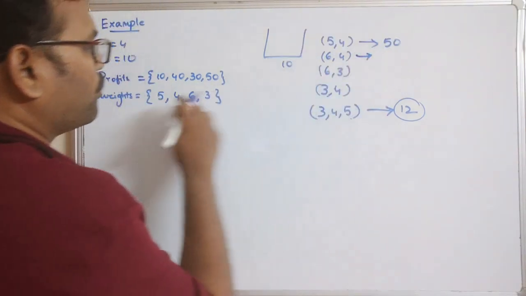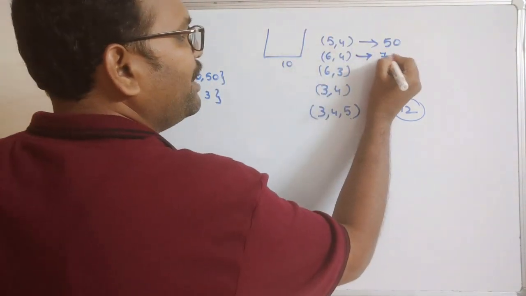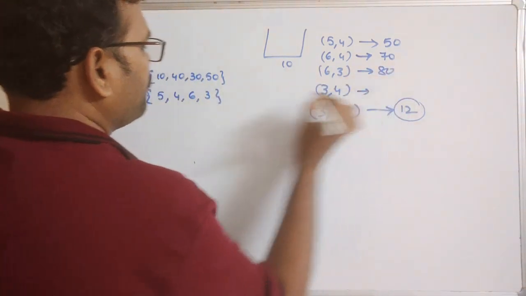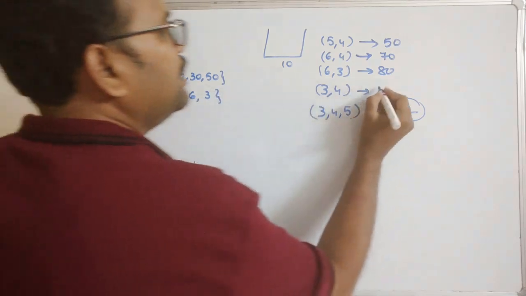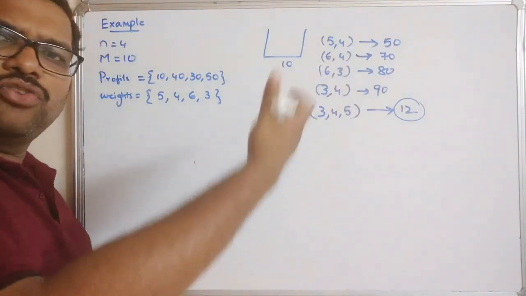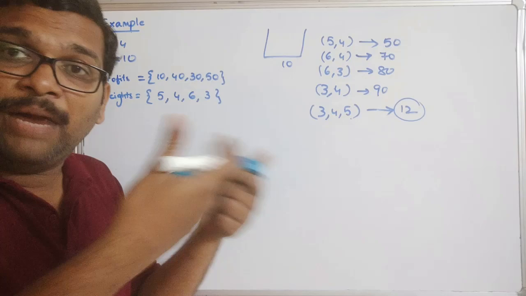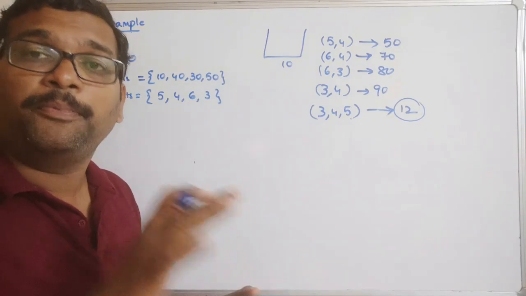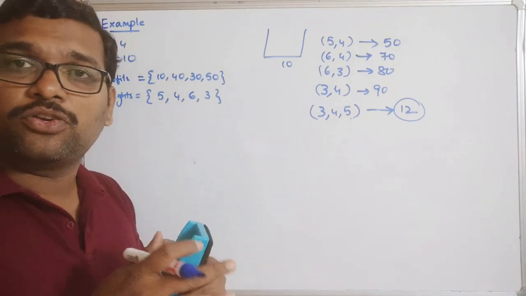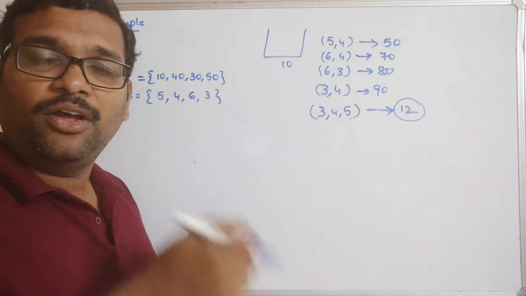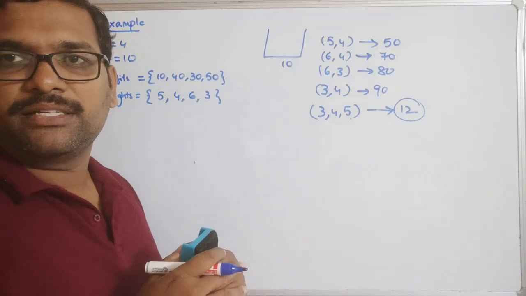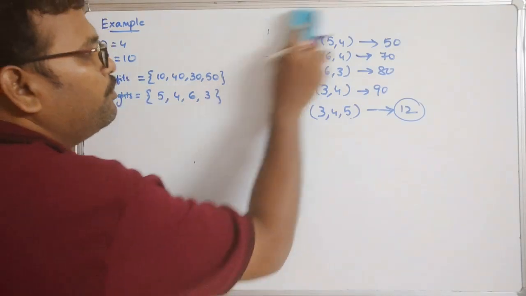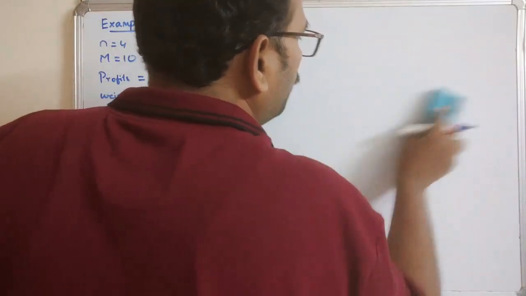What about the 6 and 4? 6 and 4, it's a 70. And 6 and 3, it's an 80. And 3 and 4, it's a 90. So there are different solutions, okay? So we are having multiple solutions. So from this we have to find out the optimal solution. So here the optimal solution is based upon the constraint of highest profits. So we need to get the highest profit. Now we'll see the procedure, how we have to move it.